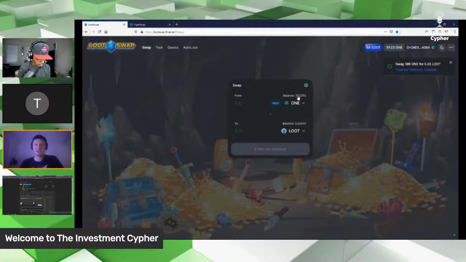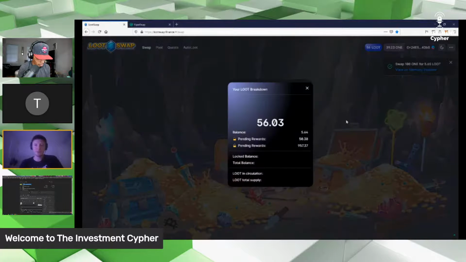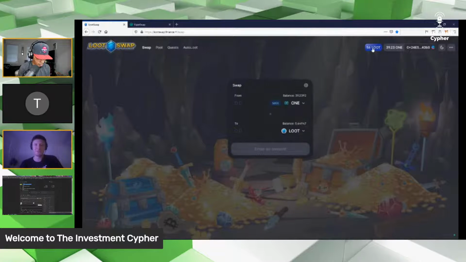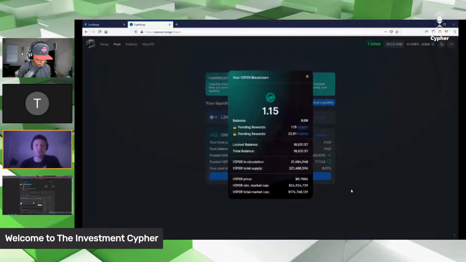So you can see I only have 39 Harmony One now, and we have 5 loot. I'm going to show you the stats here. This is the price. This was 80 cents yesterday. Now it's $1.71. Similarly, however, in Viper Swap, this was $1.20. Now it is 78 cents.